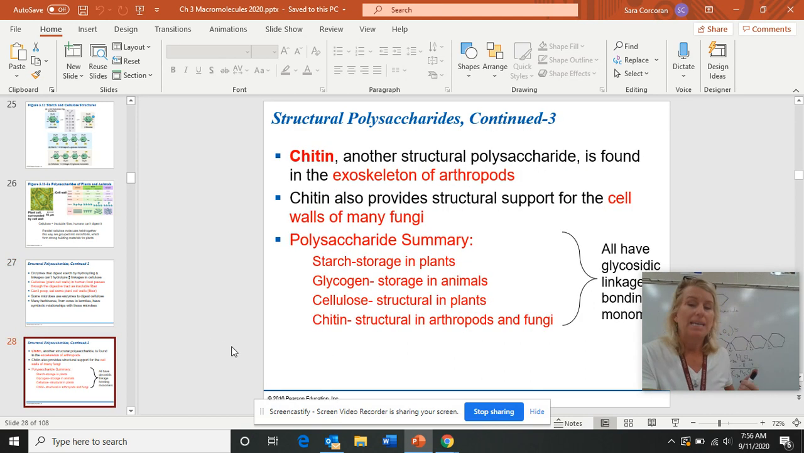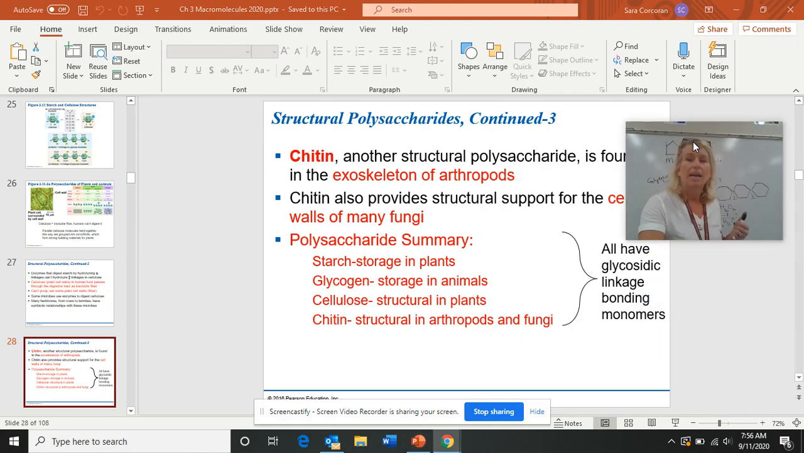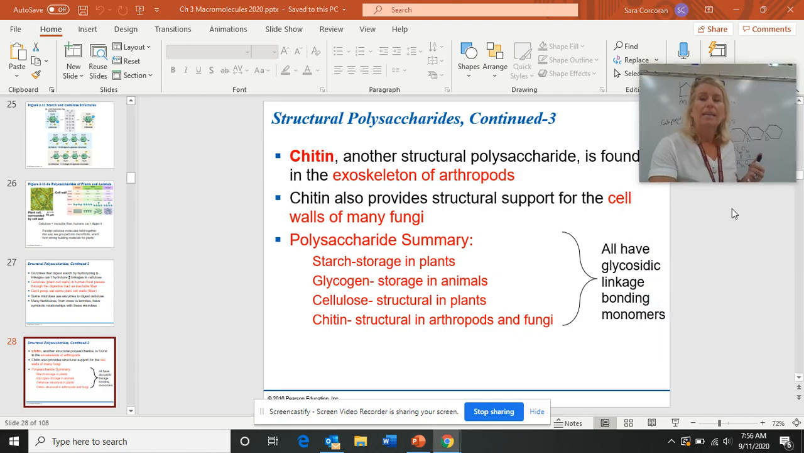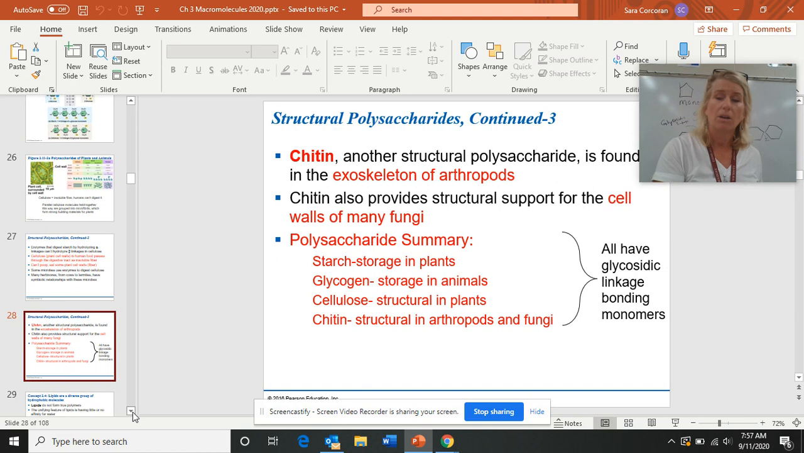The last polysaccharide we have is chitin that you're going to talk about. And chitin is what makes up the exoskeletons of insects. It is a structural polysaccharide. So we have two storage, starch and glycogen, and then two structural, cellulose and chitin. Okay, all of them are polymers of sugars stuck together by glycosidic linkage. And that brings us to the end of the carbohydrates.